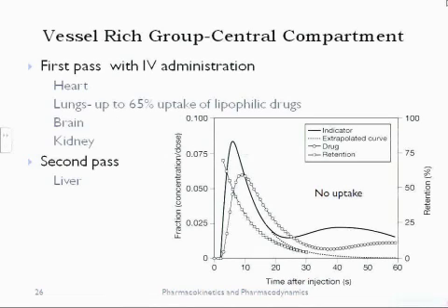When you look at the vessel-rich group, the first pass with IV administration goes to the heart. Lungs can actually take up some of the medication up to 65%, especially if they're lipophilic drugs. Brain and kidney will also be involved in the first pass with a high extraction rate. And by the time that goes around to the second pass, the liver now is beginning to metabolize the medication, so you see a rapid decrease in medication as a consequence.